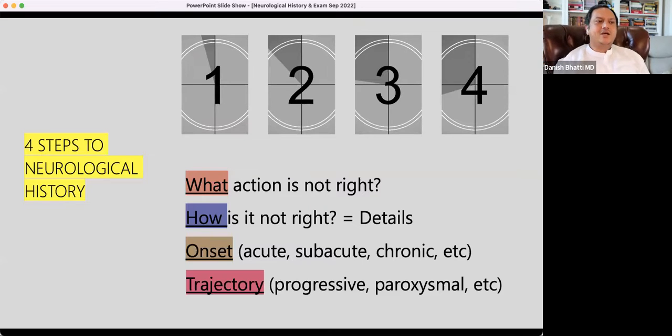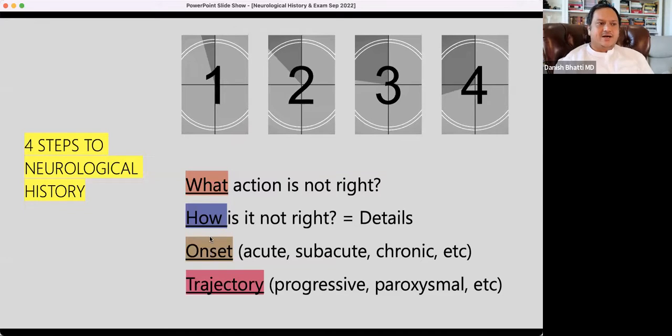So it cannot be, oh, the patient has a problem walking. That is not an acceptable chief complaint. That means that you have not yet elicited what exactly is wrong with them. So what action is not right and how it is not right is a chief complaint in good detail. You cannot just say, oh, patient has trouble walking or trouble speaking. That's just a start. Now you have to elicit how it is not right. What exactly is wrong with walking or speaking? And that leads you to the next question, which is onset.